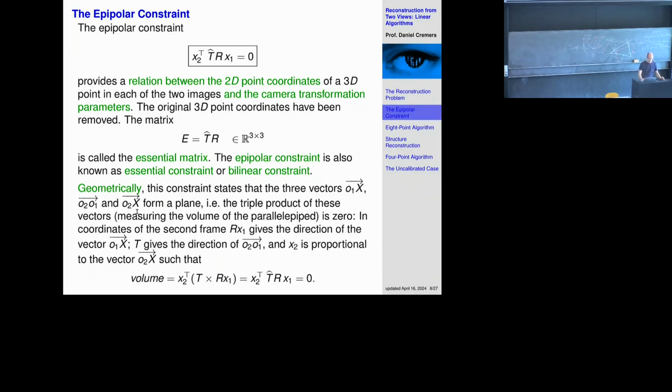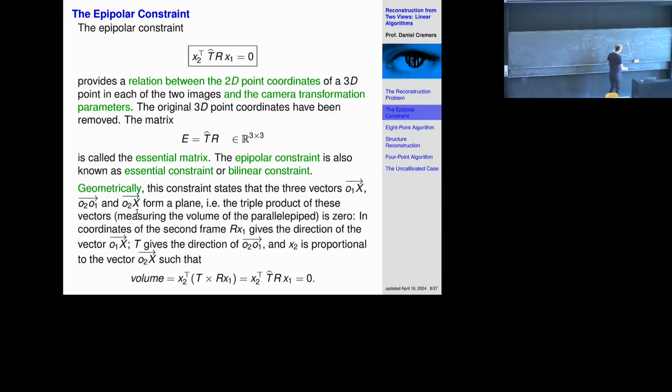Now let's look at what the 3 vectors are. This vector is, if we go into the camera coordinates of the first camera, this is little x1, this vector here, right?